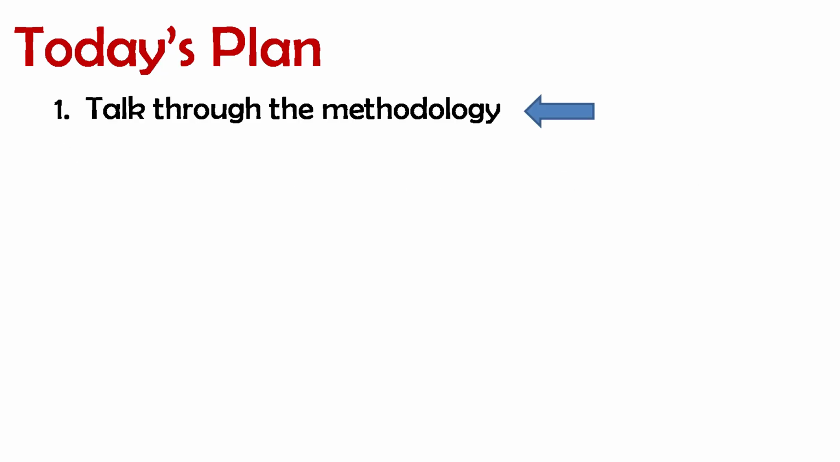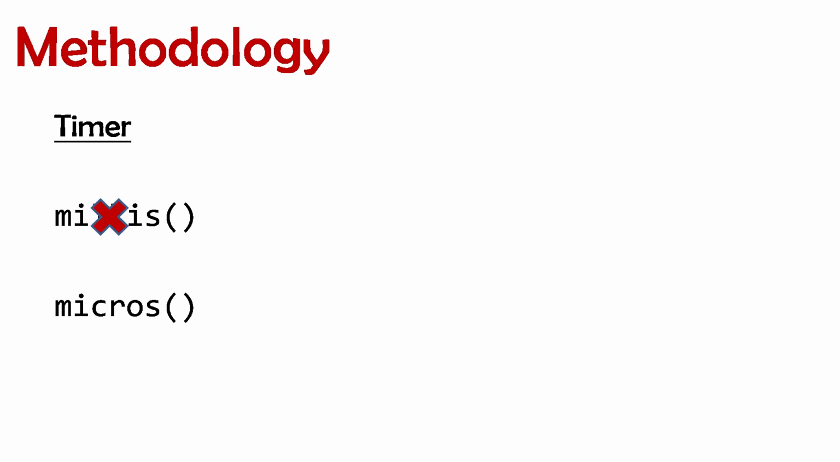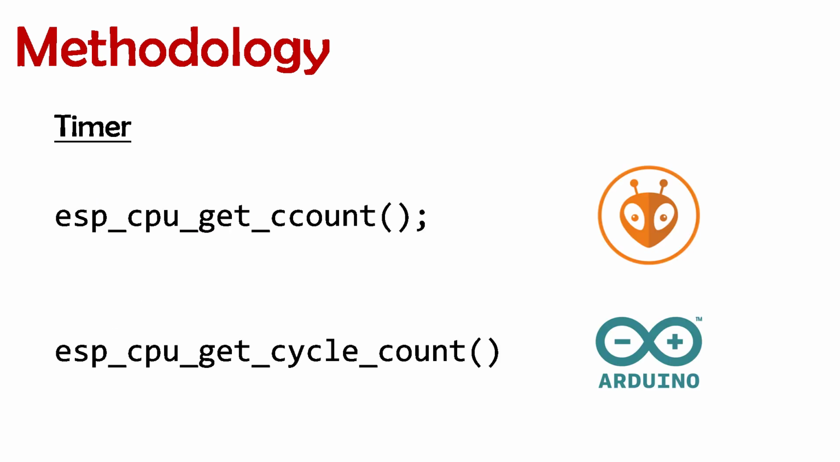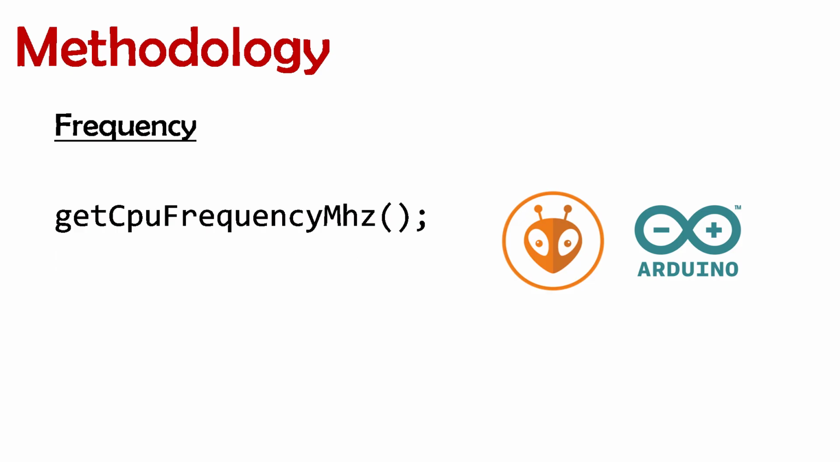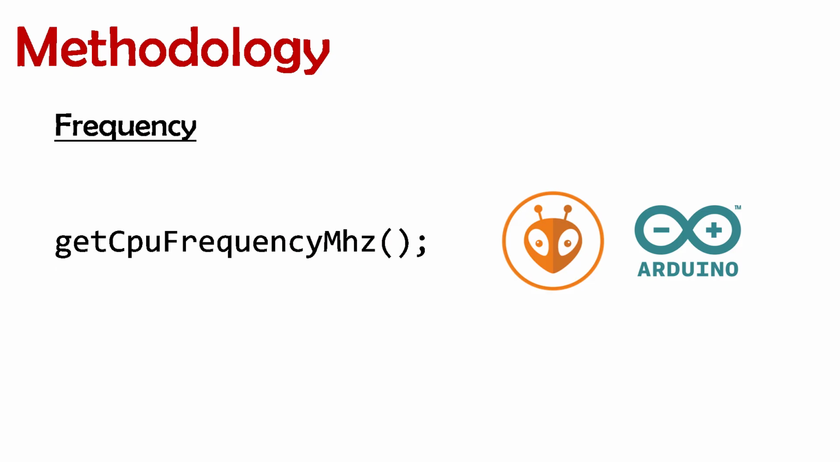On methodology, we're not going to use millis, we're not going to use micros, we're going to use the actual CPU cycle count to determine how long our different options take to run. Platform I/O and Arduino IDE both use two different functions to get cycle count. I'm going to be working in Platform I/O today, but then we're going to wrap it up and put it into Arduino as well. There's two different functions we can use to check the CPU frequency. These both return the same thing. They both work in Platform I/O and Arduino IDE. I'm just going to use the get CPU frequency because it looks a little cleaner to me.